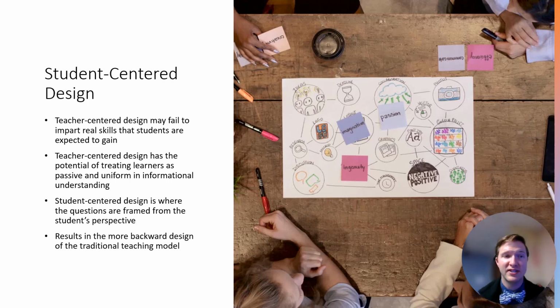So student-centered design. Here's where we look at the teacher-centered design. When we were just looking at that, it might fail to impart real skills that students are expected to gain. And if the teacher's just in front of the class the whole time talking in their 2D PowerPoint presentation, it's going to be hard for them to develop skill from that. They're getting passive information. But where's the skill in that? Where's their teamwork? Where's their critical thought with that material? Is it there? Or is it passive, right?